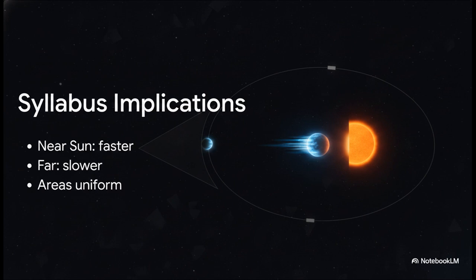To sweep out that massive area in just 1 month, the planet must physically travel much faster along its orbital path. It is literally whipping around the sun.